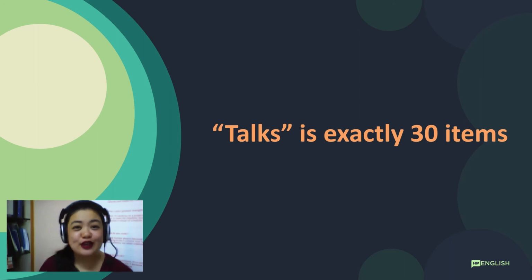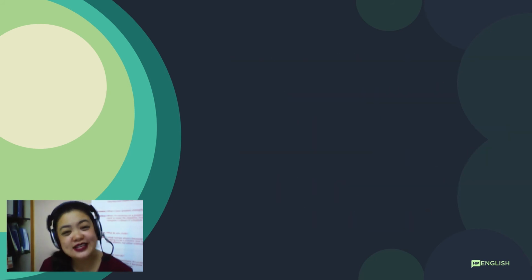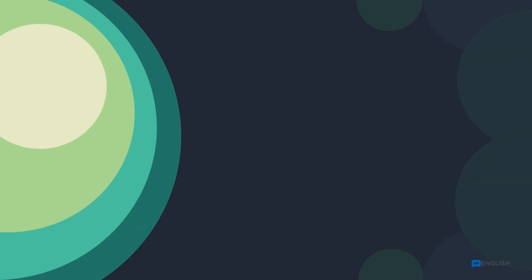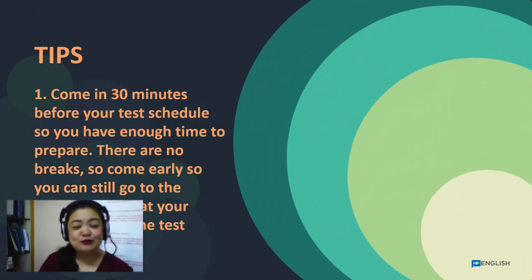The first part of the reading section is on incomplete sentences. You can check out our previous videos on the listening section, which gives you focus on photographs, question and response, and conversations. You can check out the links in the description. You can also see them at the end of this video. This actually completes the 4 parts of the listening section.